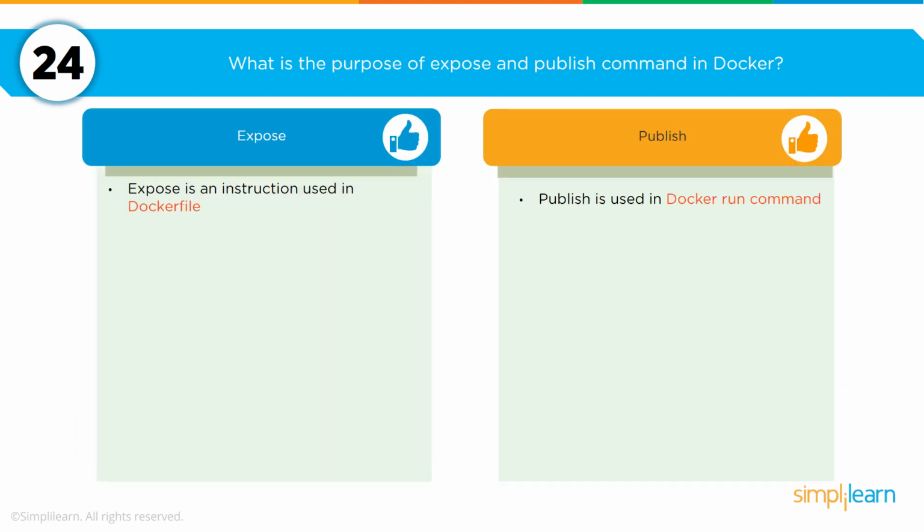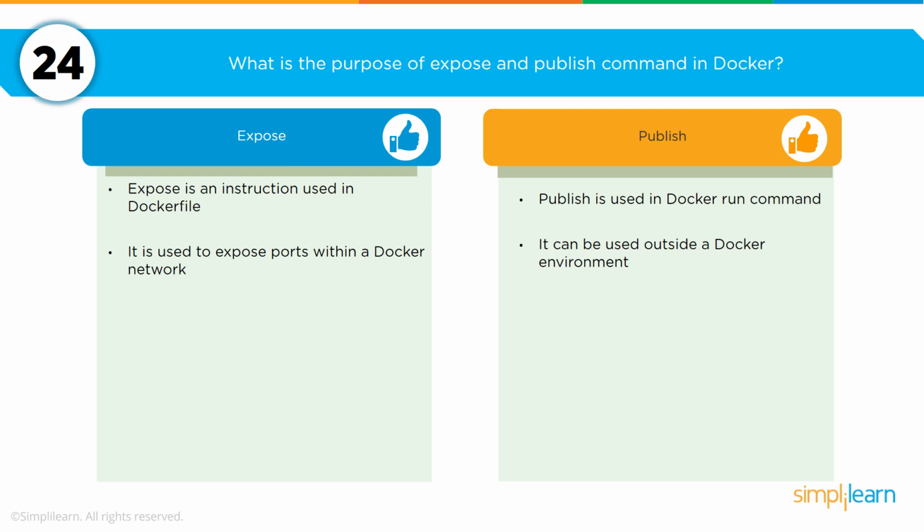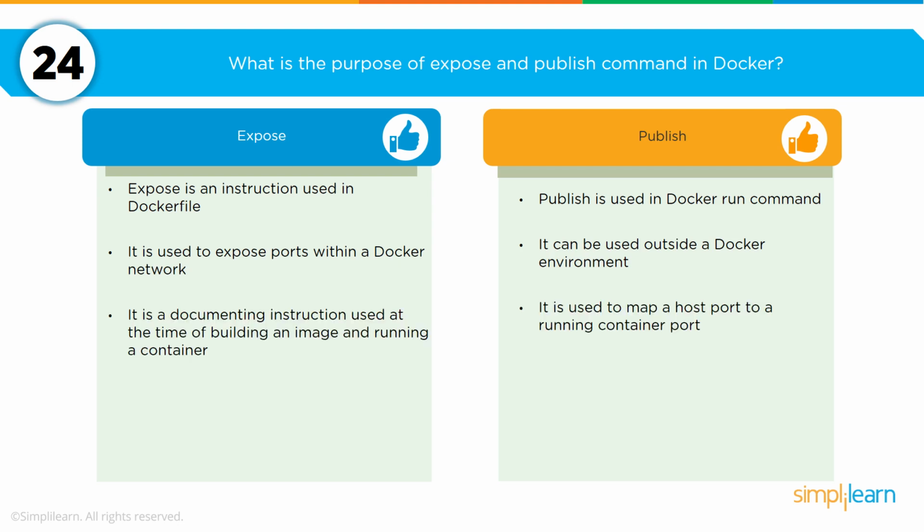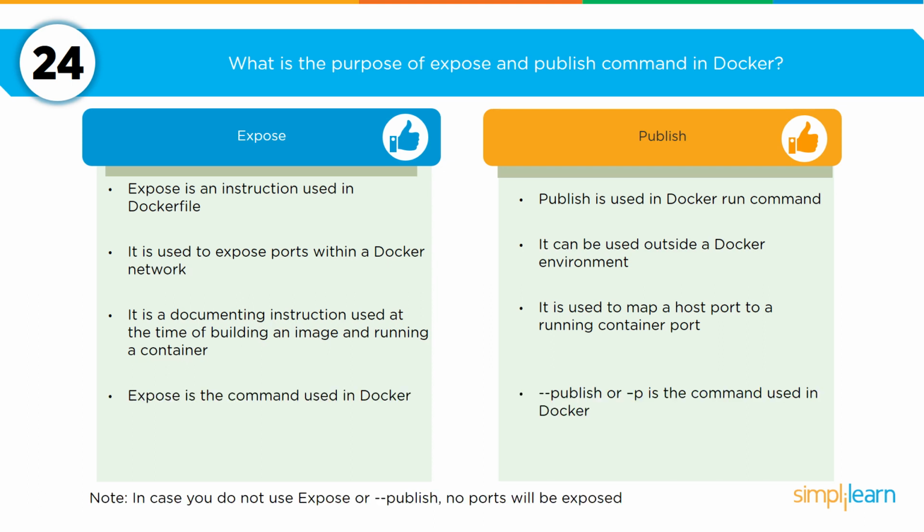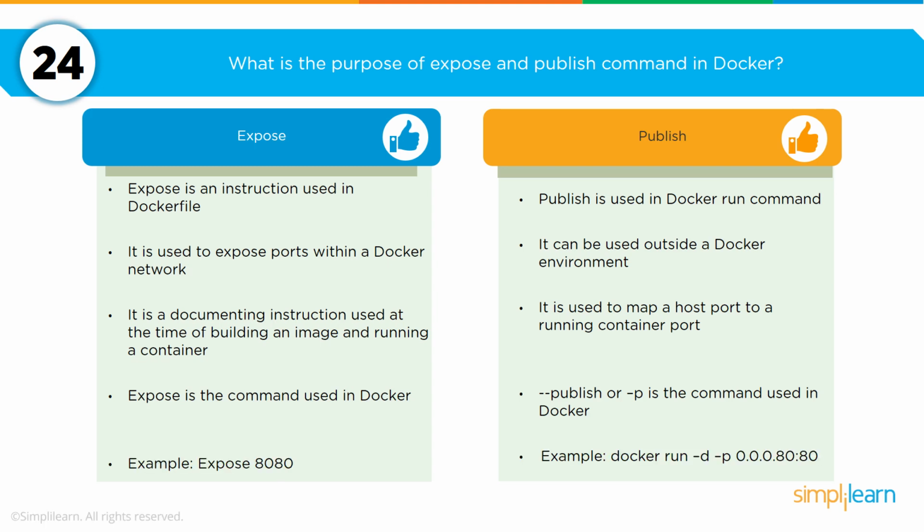So what is the purpose of expose and publish commands in Docker? Expose is an instruction used in a Dockerfile, whereas publish is used in the Docker run command. Expose is used to expose ports within a Docker network, whereas publish can be used outside of a Docker environment. Expose is a documenting instruction used at the time of building an image and running a container, whereas publish is used to map a host port to a running container port. Expose is the instruction used in Dockerfile, whereas for publish, we use the -p flag on the command line. Examples are EXPOSE 8080, or for publish, the example docker run -d -p 0.0.0.0:80:80.